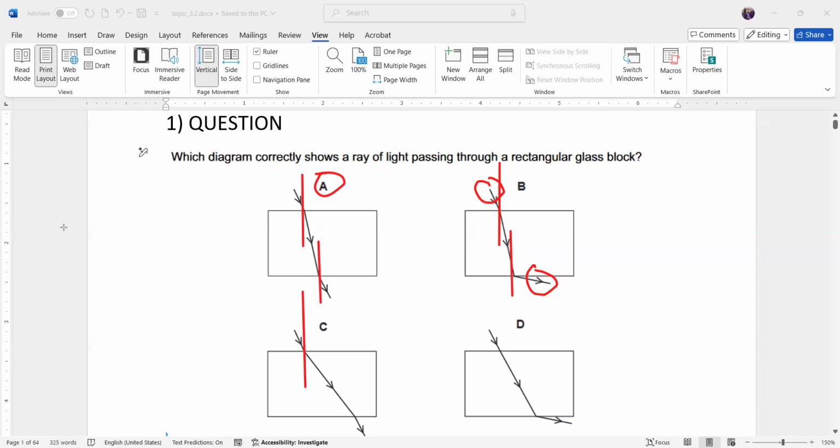So what is the mistake in C? Moving from air to glass, the speed should decrease, and the angle should decrease. But what is happening? The angle is increasing. So it means this is wrong.